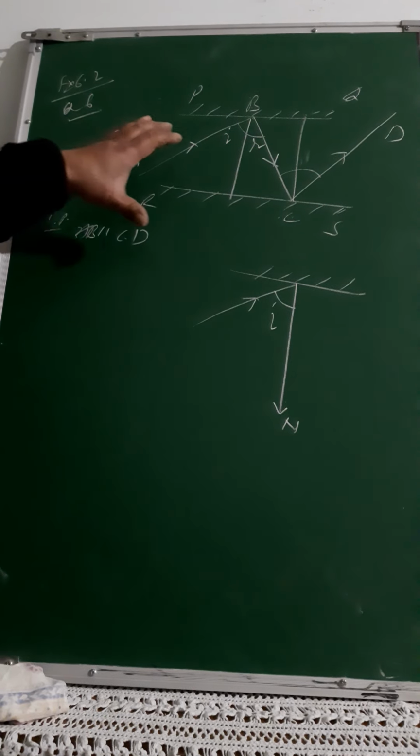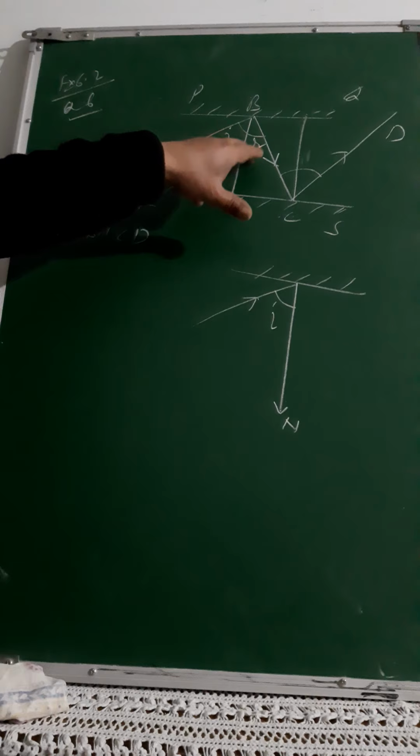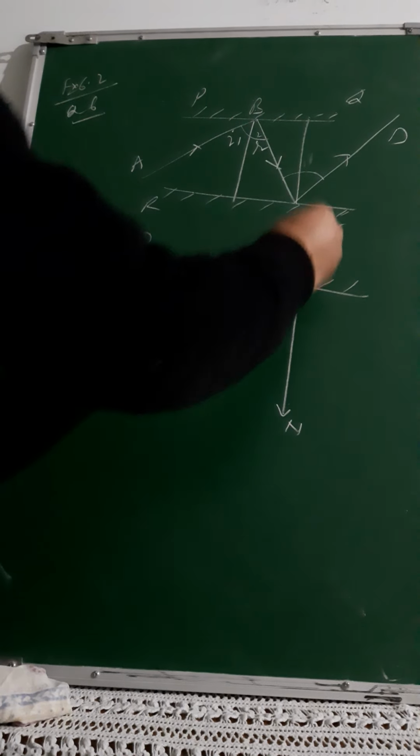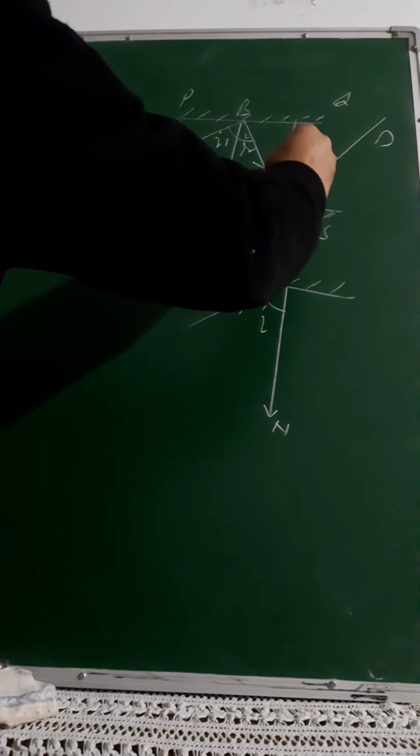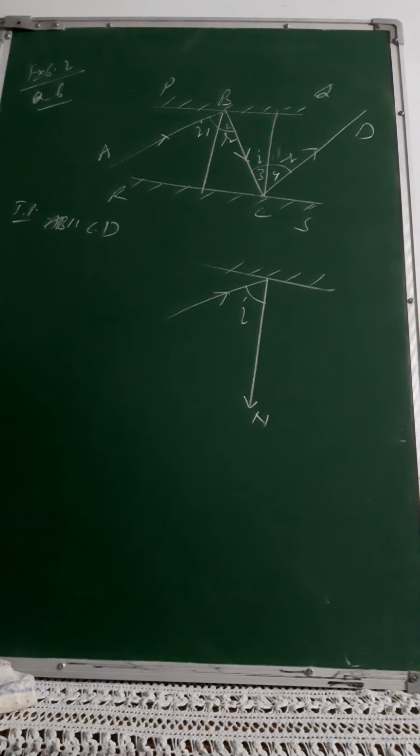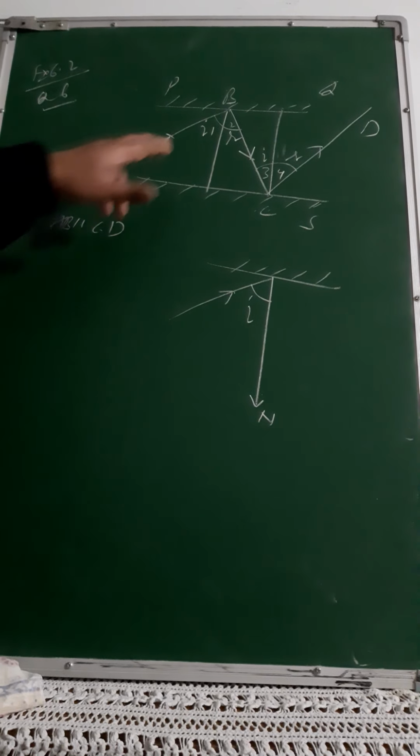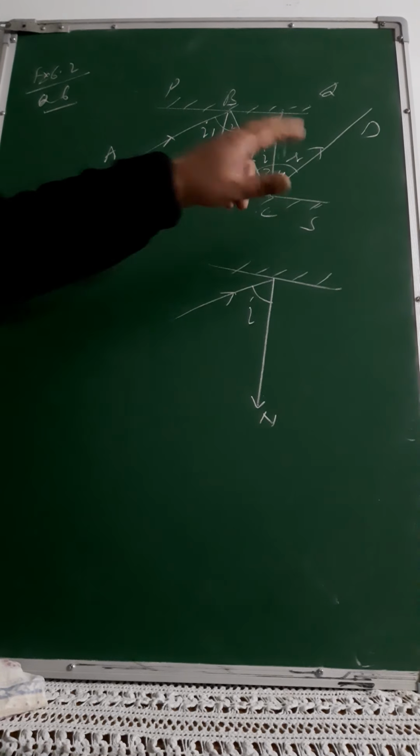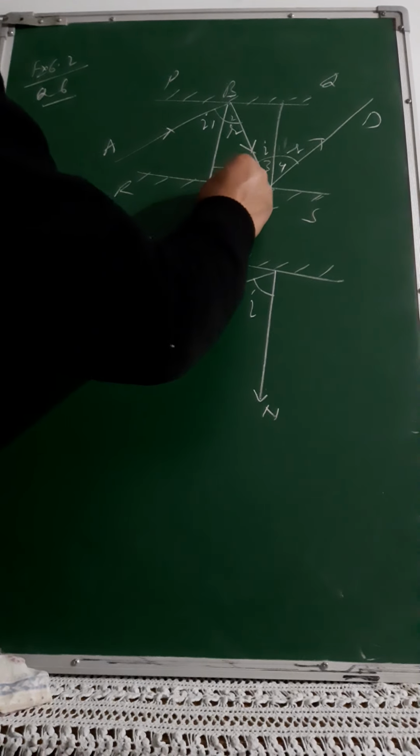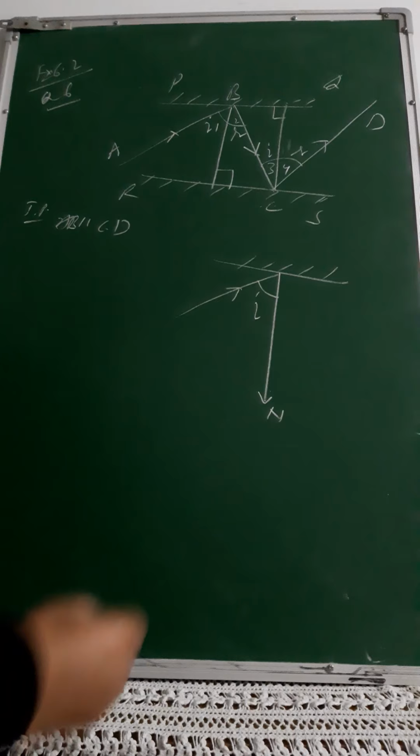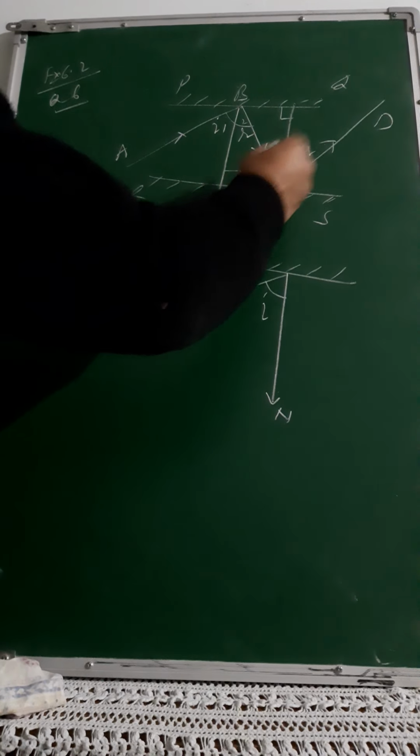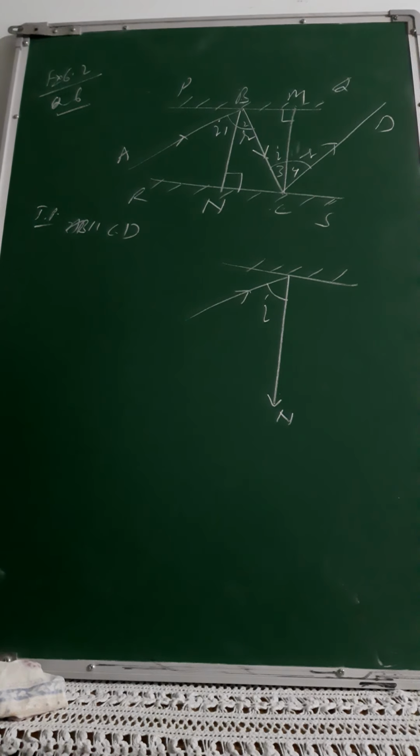As per the laws, angle I is always equal to angle R, so I can write angle 1 is equal to angle 2, and the same procedure here. This will be the angle I and this will be the angle R. Suppose I say angle 3 is equal to angle 4. So now angle 1 is equal to angle 2, angle 3 is equal to angle 4, and these are the normals, and normals are always perpendicular to the mirrors. Remember this. So I write BN and CM are the normals.